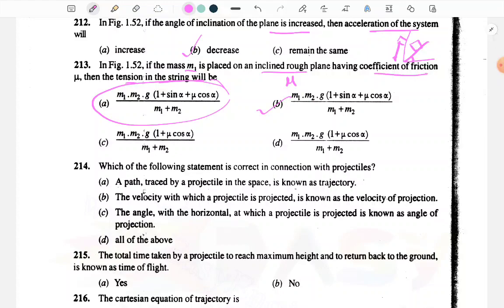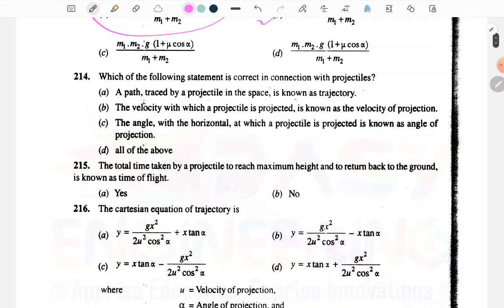213. And next, 214: which of the following statements is correct in connection with projectile? The path traced by a projectile in space is known as trajectory. The velocity with which the projectile is projected is known as velocity of projectile. The angle with the horizontal at which the projectile is projected is known as angle of projection. All of these are correct.